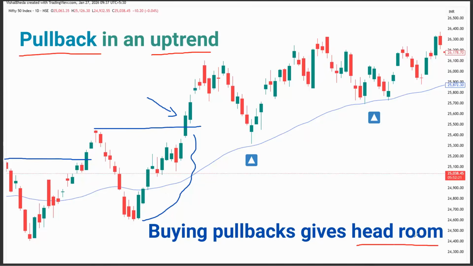Now what is headroom? Let us understand that. Headroom means first of all we have a confirmed uptrend. From here the price went up, it came down, and it made a higher low. This is the first low. This is the second low. So we do have a higher low. 2 is higher than 1. And from here, prices are moving up.